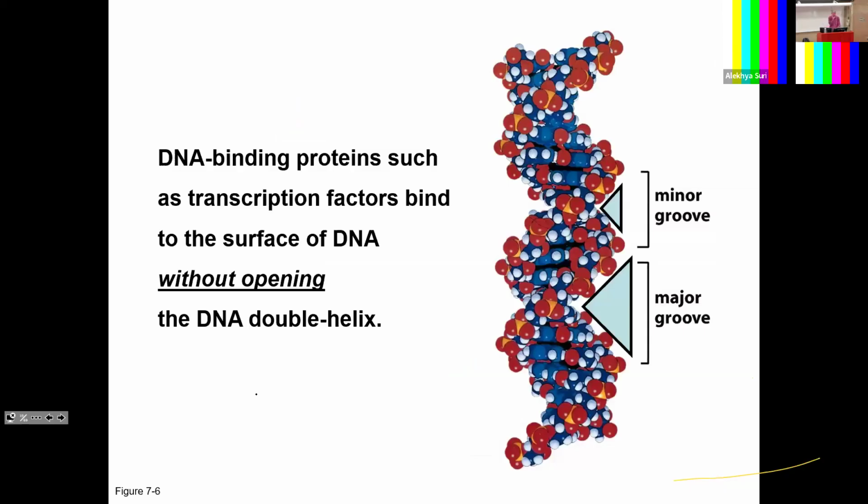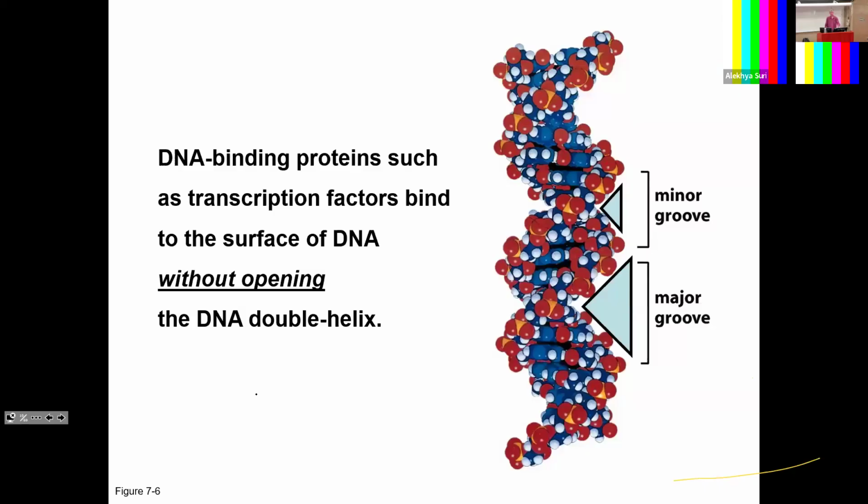When we look at the DNA, it's a double helix, and we have some features in the DNA. It's called major and minor groove. These are these little pockets here.